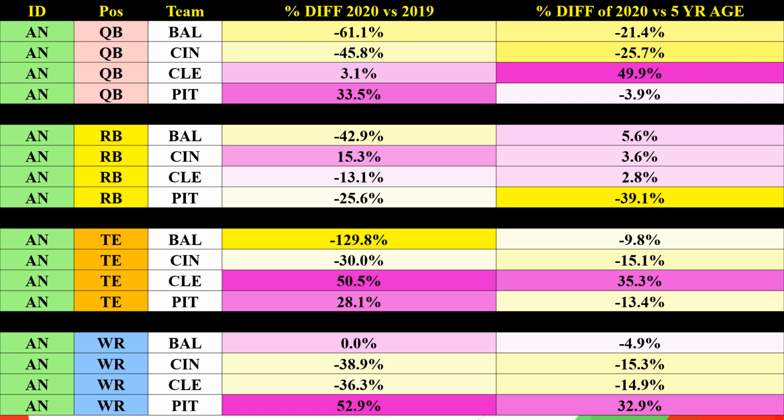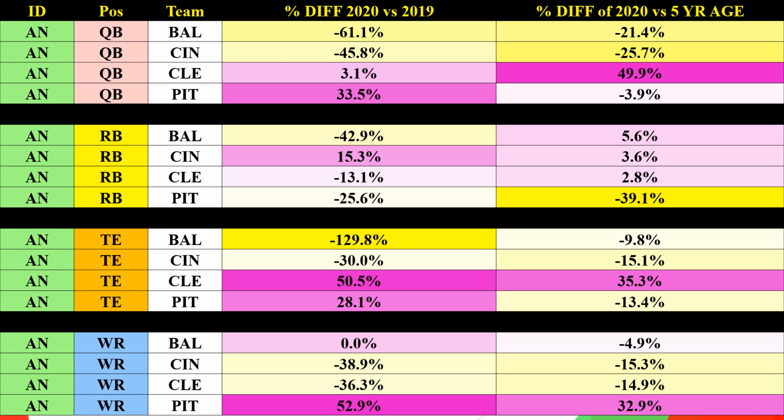Running backs, Cincinnati actually did well versus 19. The rest of them were in the minuses, so that's always a concern. And Pittsburgh has really had issues, minus 40%. You talk about concern, there's your concern right there. What the hell's going to happen? The other ones, not much change. Nothing really jumping out at me.